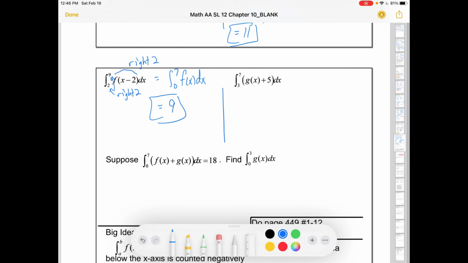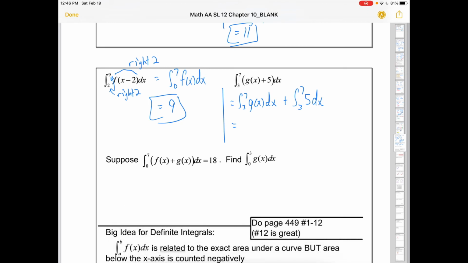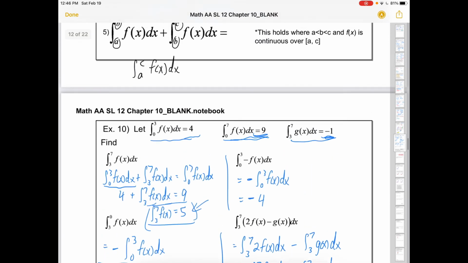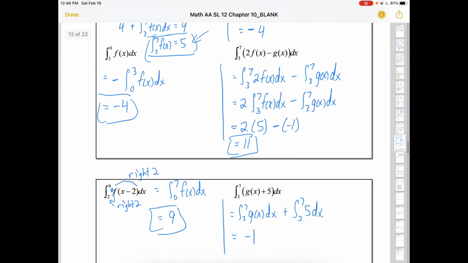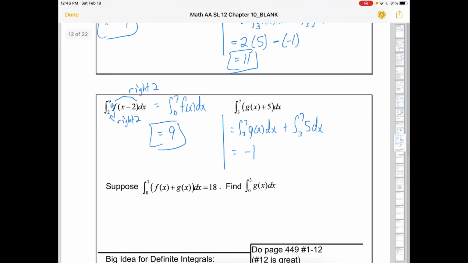I mean, similarly over here, I know that I can split this apart. 3 to 7 on g of x dx plus the integral from 3 to 7 of 5 dx. Weird. Okay, that first one from 3 to 7 on g of x is going to be -1. That's right up here. But this one, this was tricky.